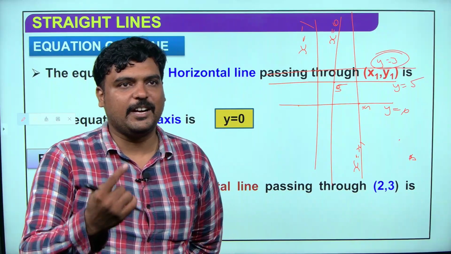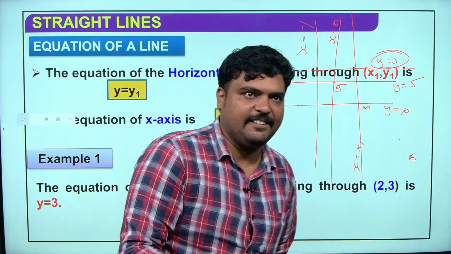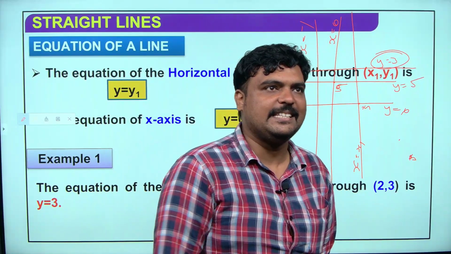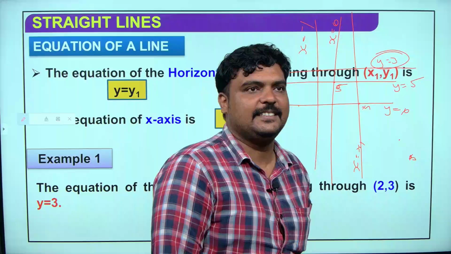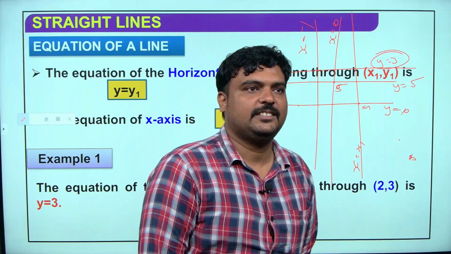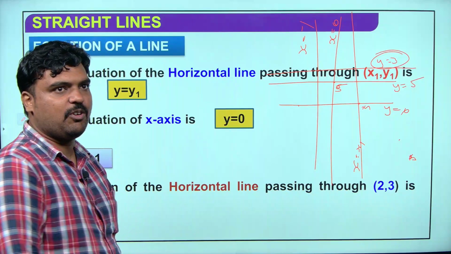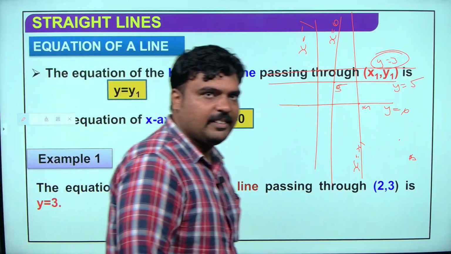This is very important. They will give you a point and they will say it is parallel to x-axis or parallel to y-axis. You should be able to write the equation of that line. Is that clear? Everybody understood? Yes, sir. If you understood, please give me the thumbs up so that I can go confidently to the next topic.